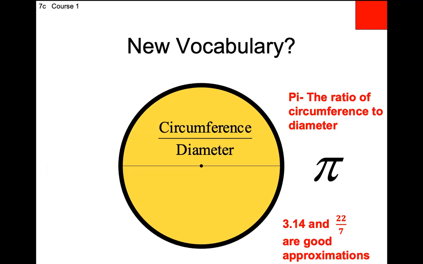22 over 7, well, it turns out if you take your calculator and divide 22 over 7, you get 3.14. When you deal with problems that involve fractions, for pi, you're going to use 22 over 7. When you don't have any fractions, you're going to use 3.14.